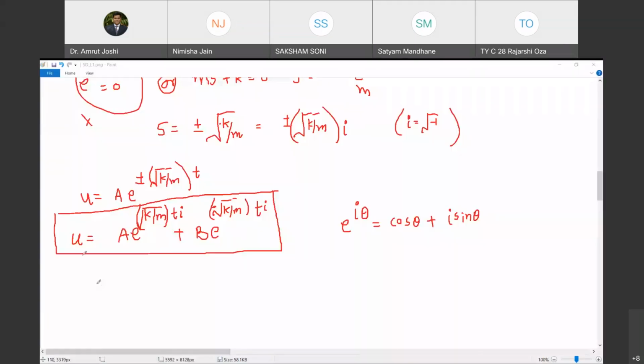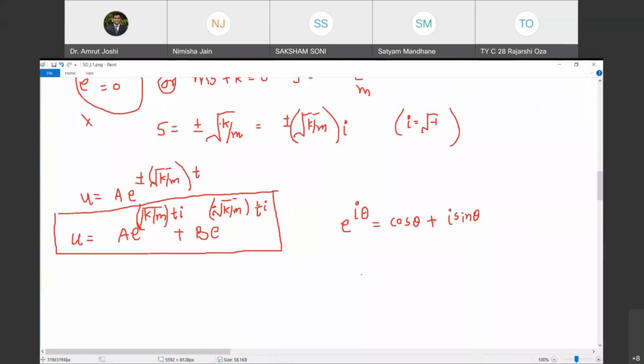e raised to i theta is equal to cos theta plus i sin theta. Do you agree with this definition? Yes, sir. Saksham? Yes, sir. Yes. So now substitute this back here.